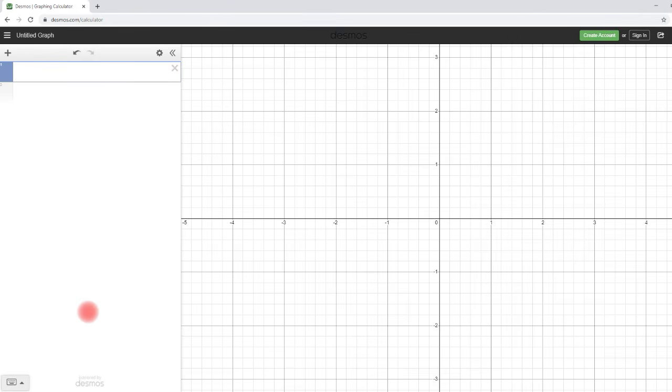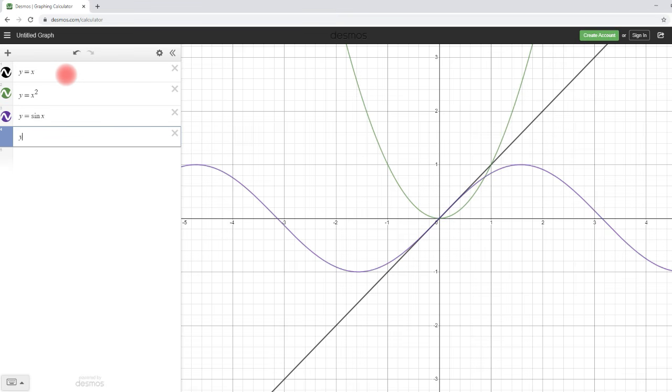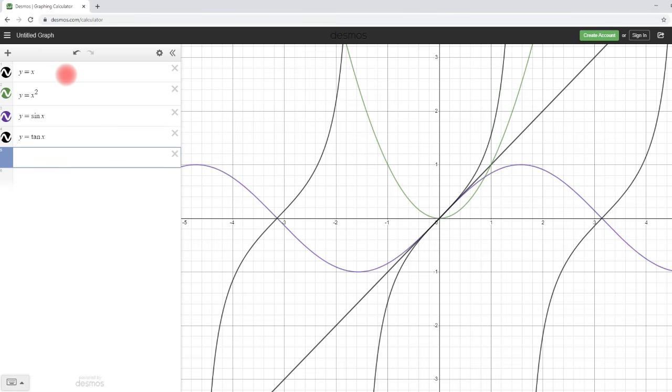In this video, we're going to talk about the weird graph of y equals x raised to the x. So this is an online graphing calculator at desmos.com, and you can graph any function with this website. You can graph the linear function y equals x, x squared, trigonometric functions like sine x or tangent x.